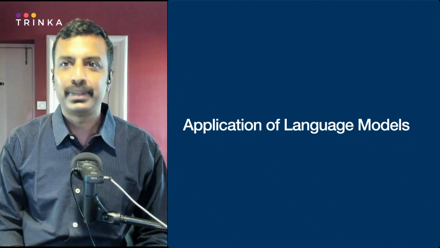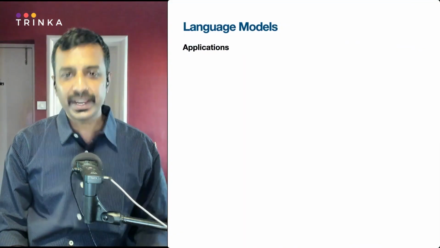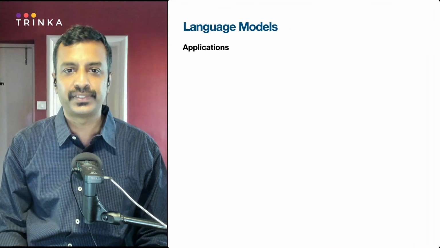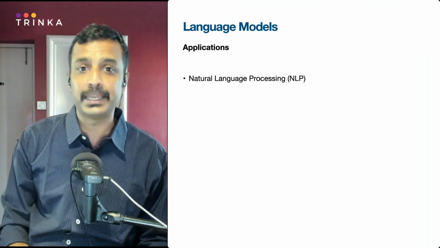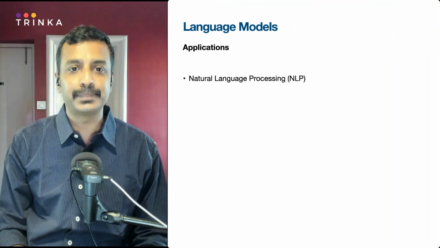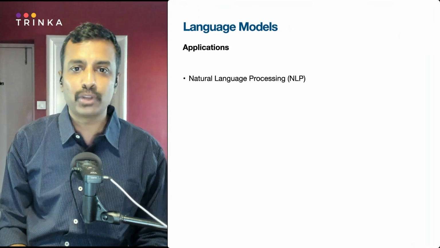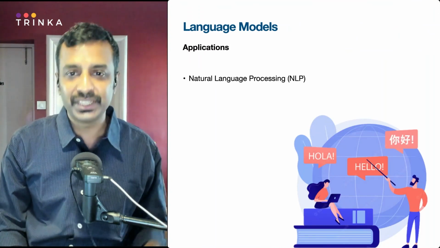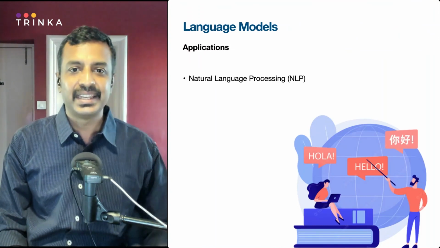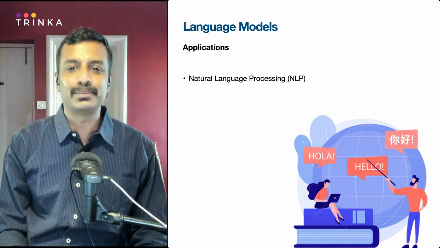Starting the segment, applications of language models. They have a wide range of applications. For example, in the field of natural language processing, which is a subfield of AI that focuses on enabling computers to understand, interpret, and generate human language. Some common applications of language models in NLP include speech recognition, machine translation, and sentiment analysis. Now let's take a look at all of these things in a little more detail.